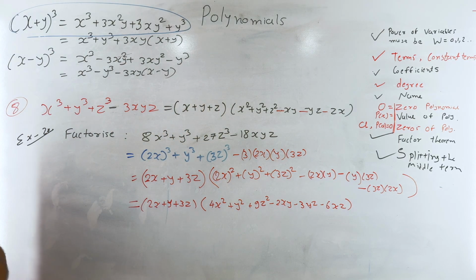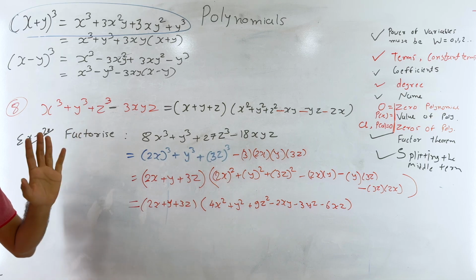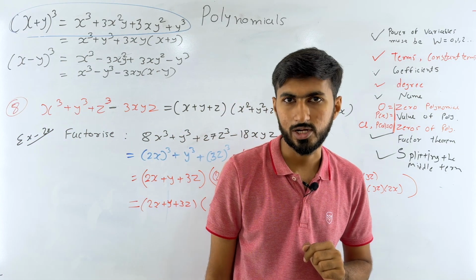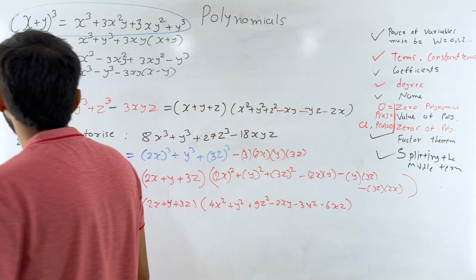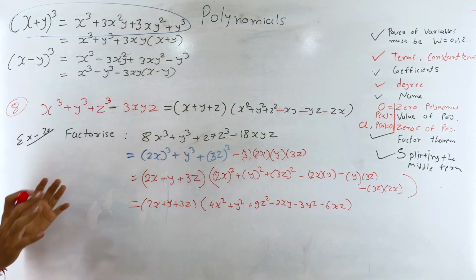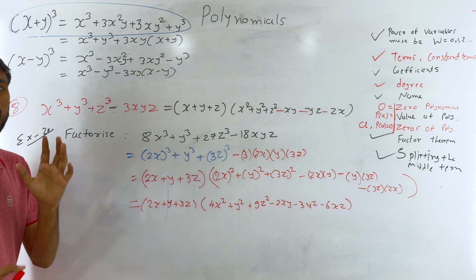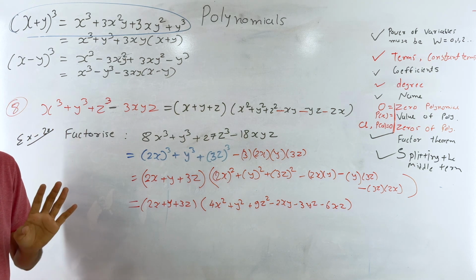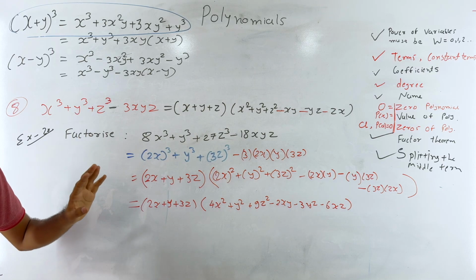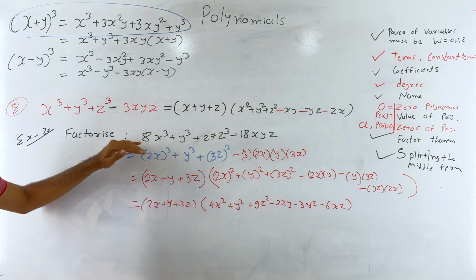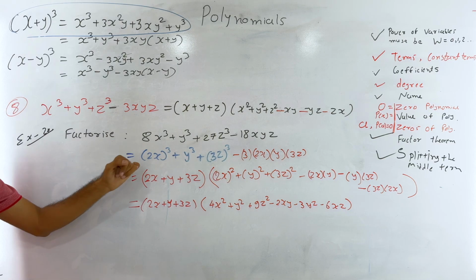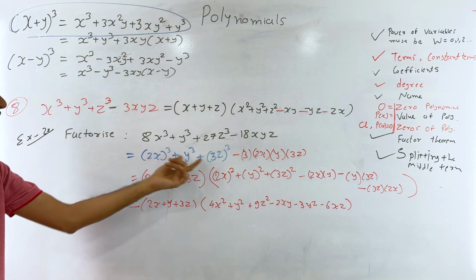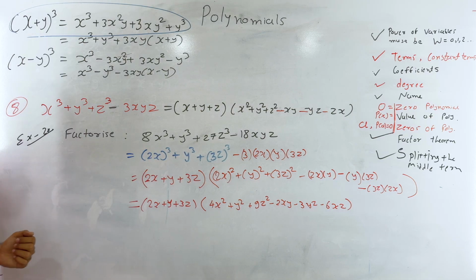To use an identity, the first thing you have to do is identify which type of identity will go with the question. After you have identified which identity goes with the question, if your question is in the same format as your identity, then you don't need to change anything. Just use the identity. But in this type of question, you have to simplify the question and convert it into the format of the identity, then you can use the identity.